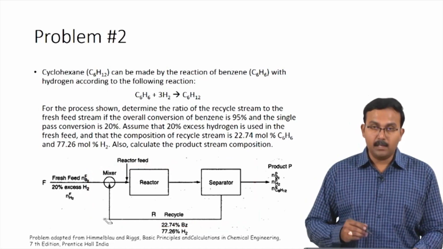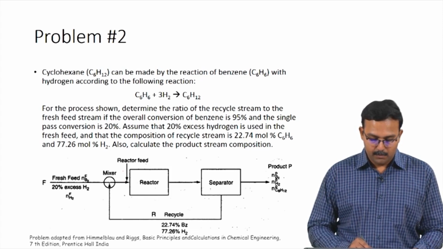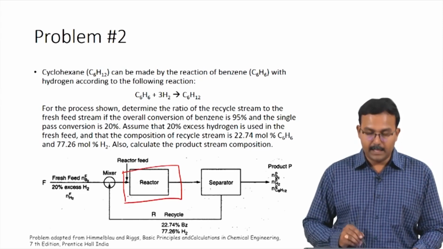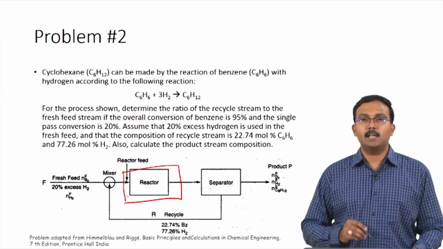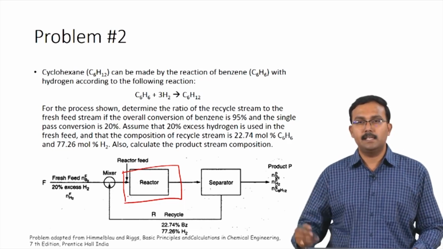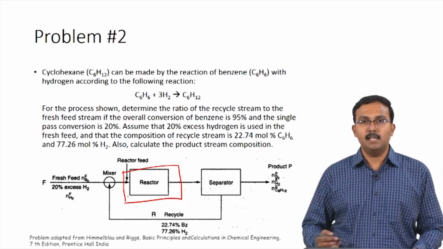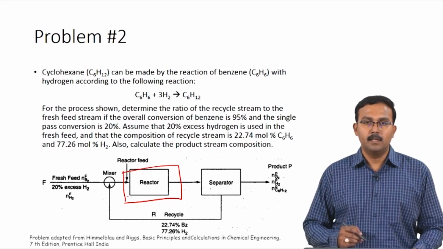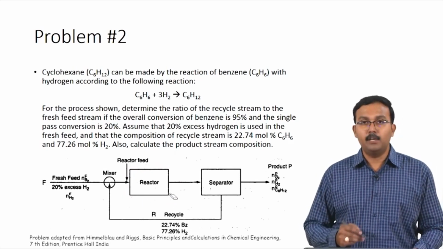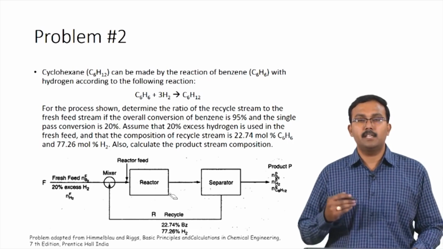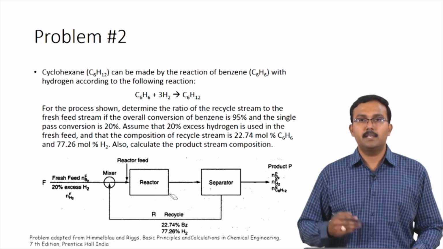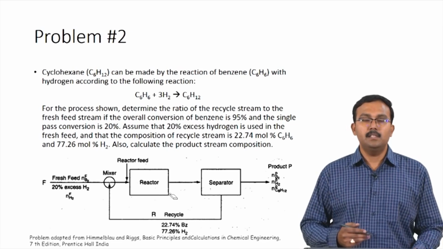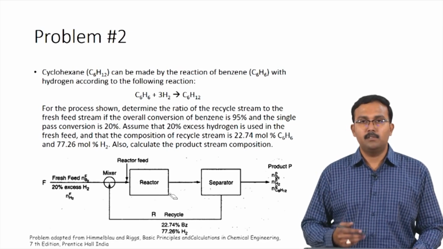If we were to calculate the single pass conversion, we would account for only the reactor, where the reactants are passing through the reactor only a single time. Thereby we have a single pass conversion or a once through conversion, which has also been given here. So, for this problem we have been told that the single pass conversion is 20% and the overall conversion is 95%. Using these values, let us try to solve this problem.